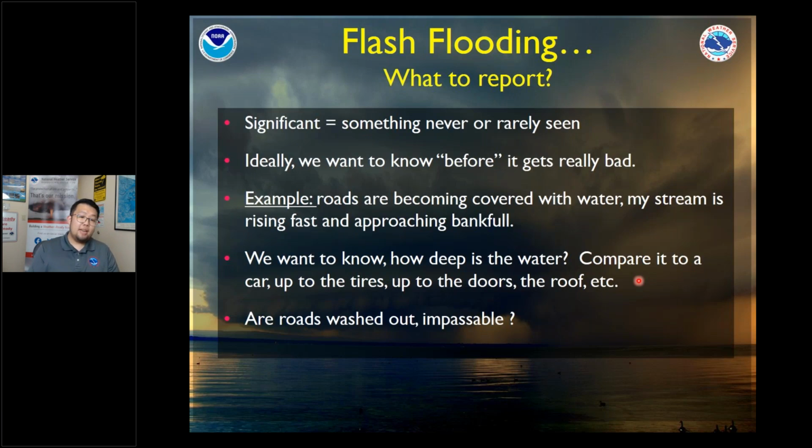If it's something you don't see every day and you see a really good amount of flooding, please, please, please give us a call. We want to know how deep the water is, if there are any cars submerged, if it's up to the tires, up to the doorways, or if it's really bad, tell us, hey, this water's up to the roof. It's really, really bad. And of course, if roads are washed out or impassable, give us a call as well.